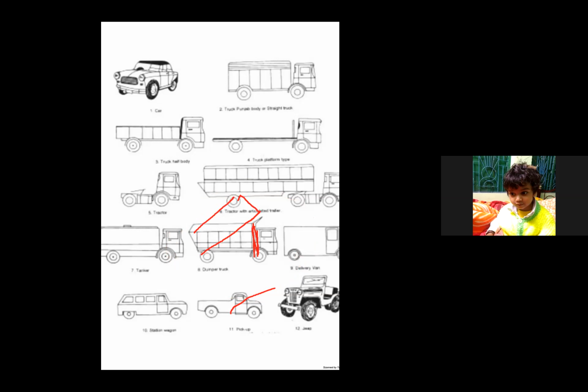The tail side of the tipper, the tailgate, is open, and the material is discharged that way. That is the function of a tipper trailer.